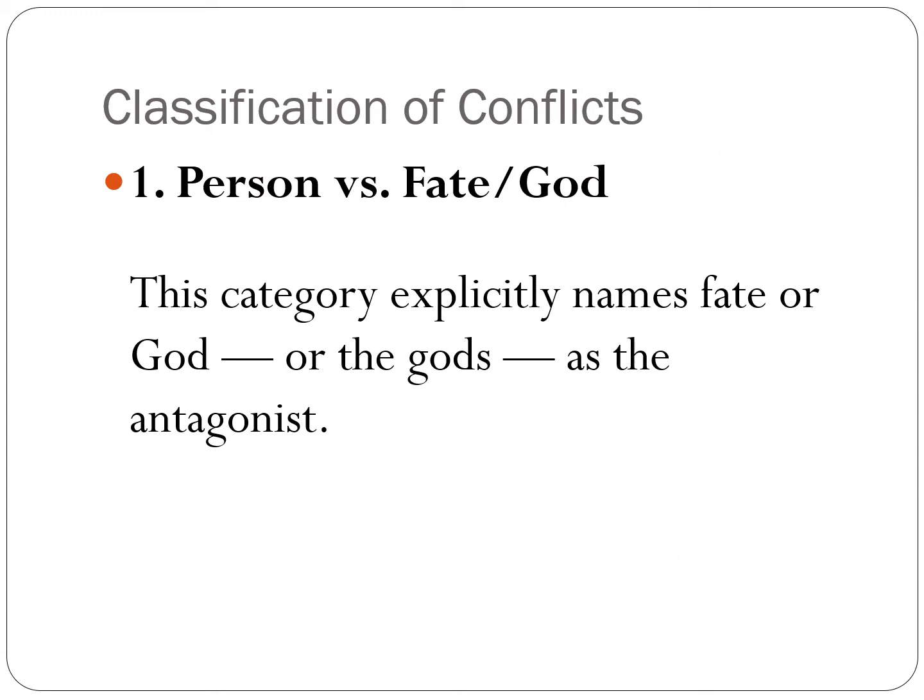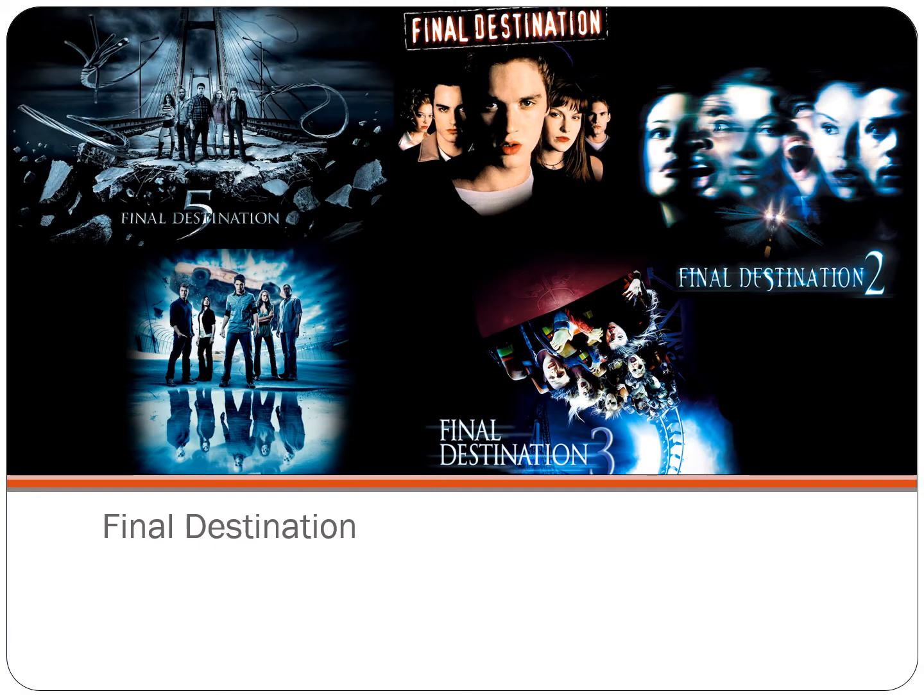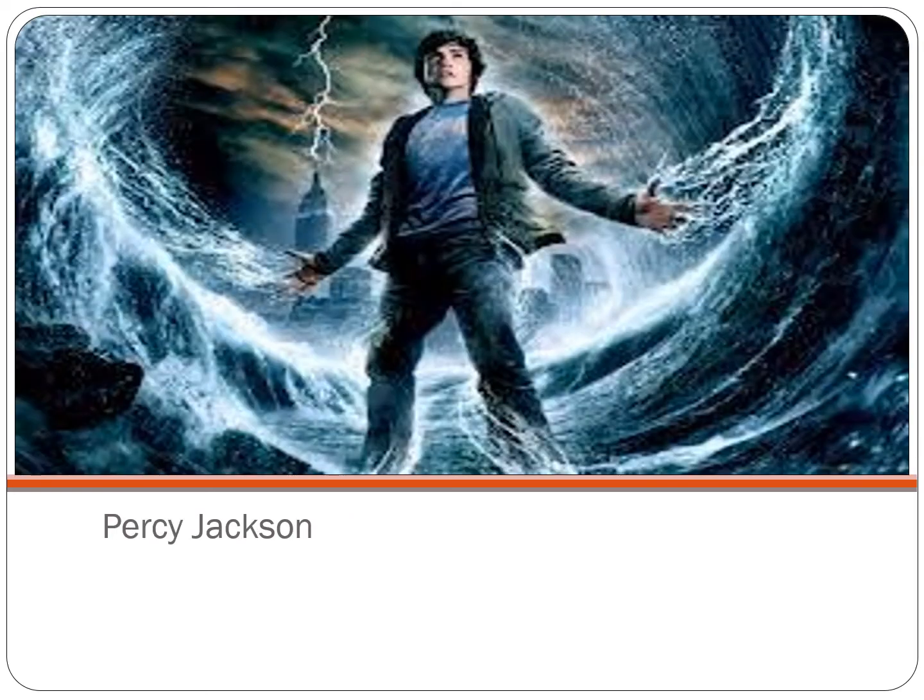There are several classifications of conflicts. The first is person versus fate, or God. This category explicitly names fate, or God, or the gods, as the antagonists. An example of man versus fate is Final Destination, wherein death is the fate that the characters wish to avoid. An example of man versus the gods is Percy Jackson.